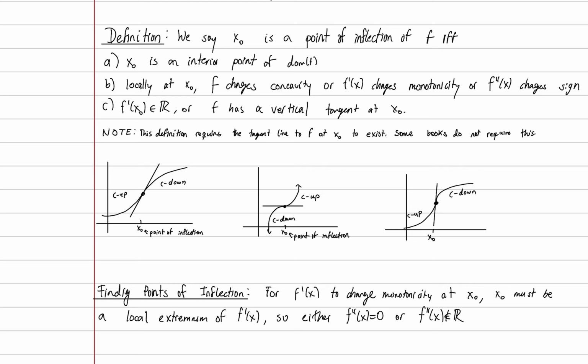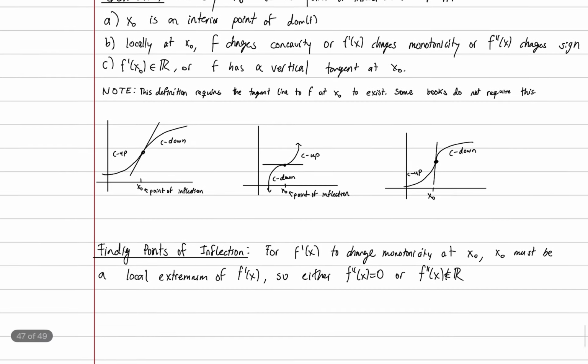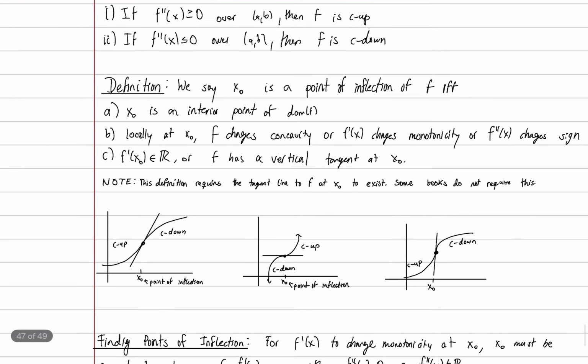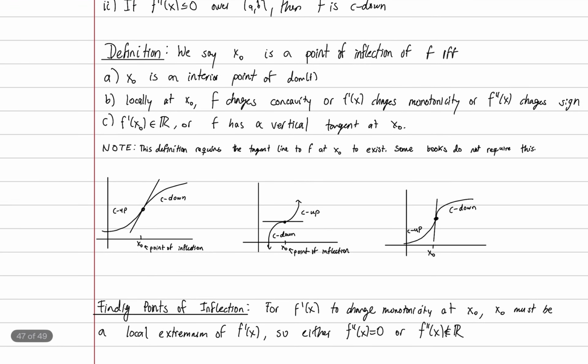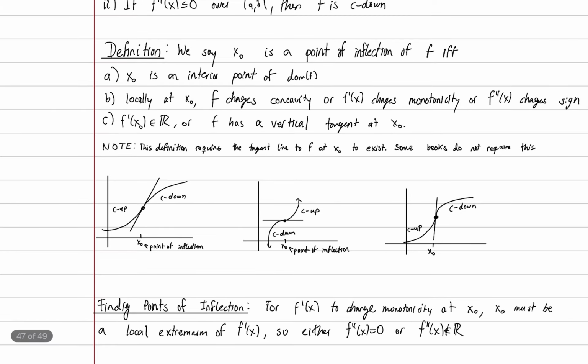And the other part has to do with f being differentiable. This one is a bit iffy because this definition requires the tangent line to f at x naught to exist. Some books will not require this. Okay, but for our sake, we're going to say the tangent line has to exist. We don't want an abrupt change in concavity. We want it to be smooth.